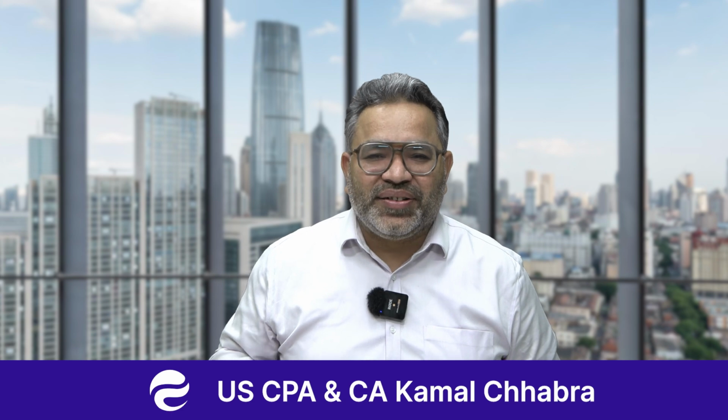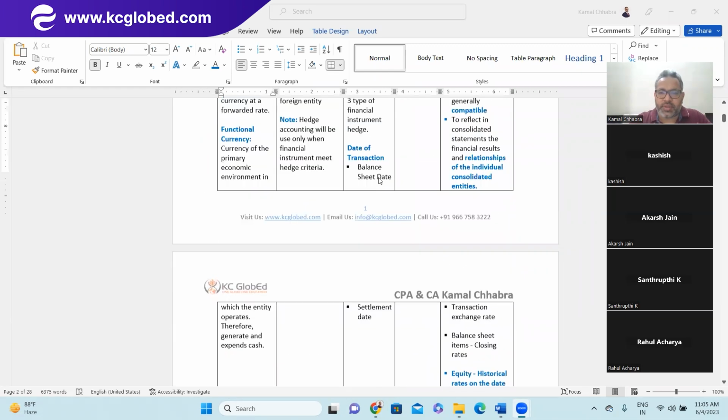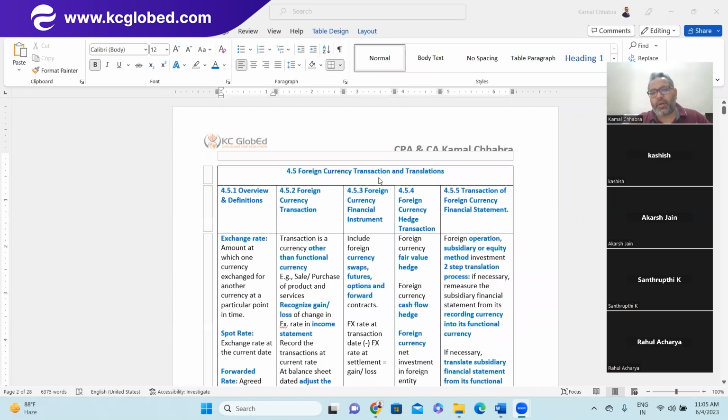So let's dive into part 1 of foreign currency transaction and translation. And then after, we'll be jumping into investment. Investment would be a slightly bigger topic, and that will be understanding debt security, equity method investment, and some miscellaneous topics. So first, let's jump into the foreign currency transaction and translation.